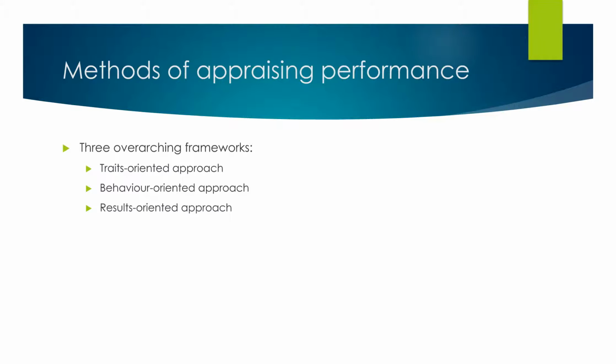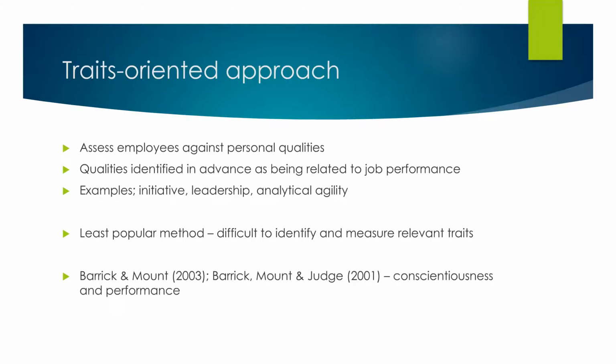There are three overarching frameworks through which we could appraise performance: the traits-oriented method, the behaviour-oriented method, and the results-oriented method. The traits approach focuses on assessing employees against personal qualities, typically 10 to 15, that have been identified in advance as being related to job performance for a given role. Some of these traits may include amicability, initiative, leadership, analytical agility, and job knowledge.